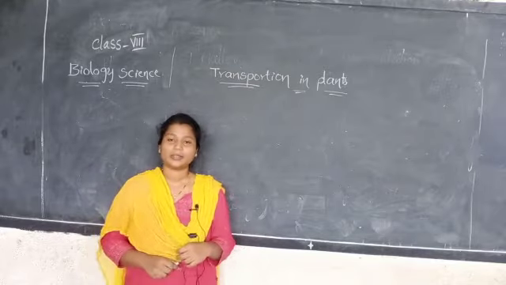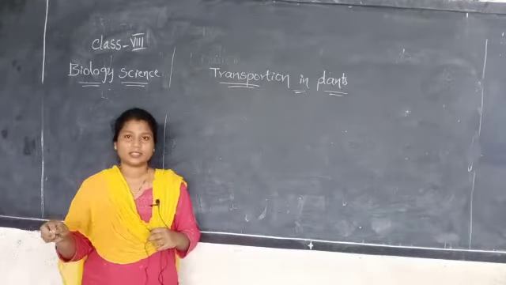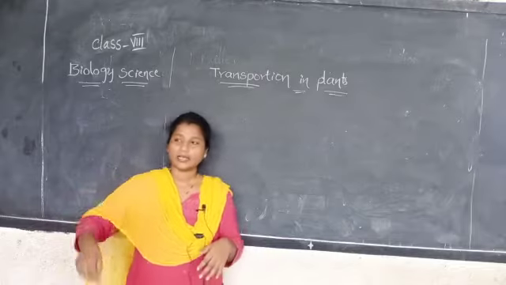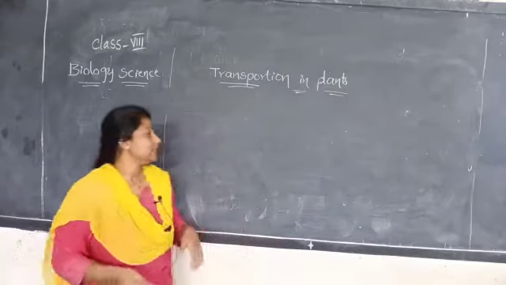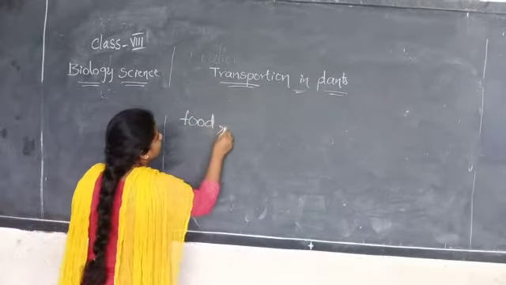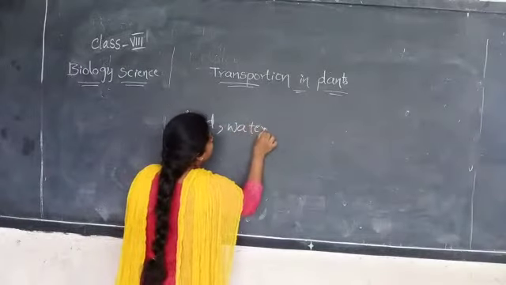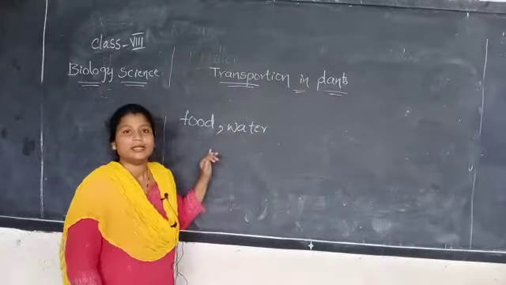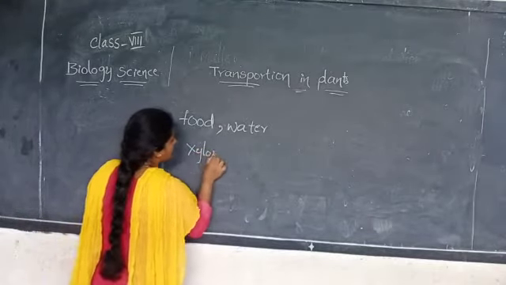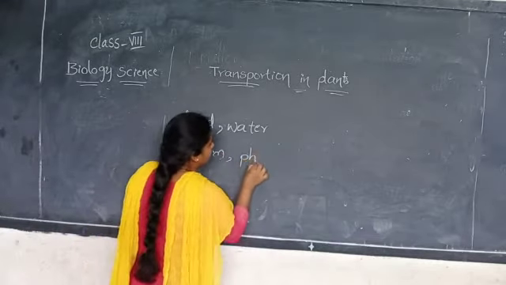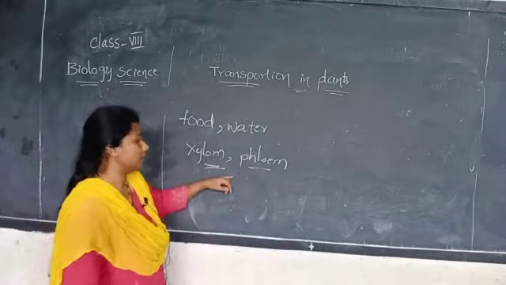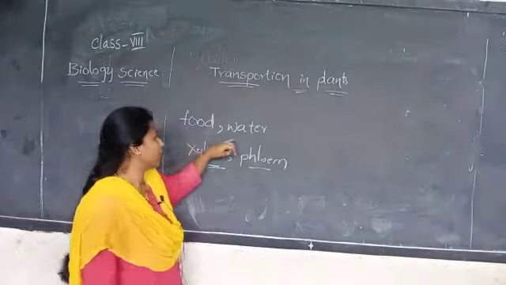Similarly, the leaves prepare their own food in the process of photosynthesis and transport their food from one place to other places in a downward direction. This transportation of food and water is done by xylem and phloem. The xylem and phloem tissues do the transportation of food and water.